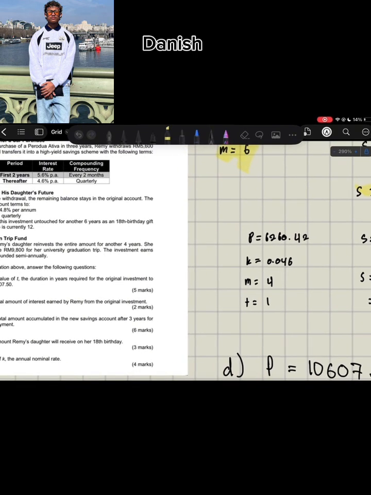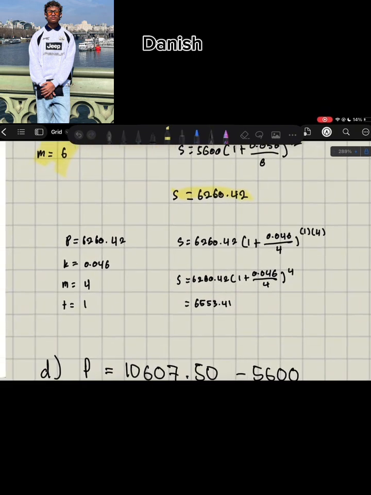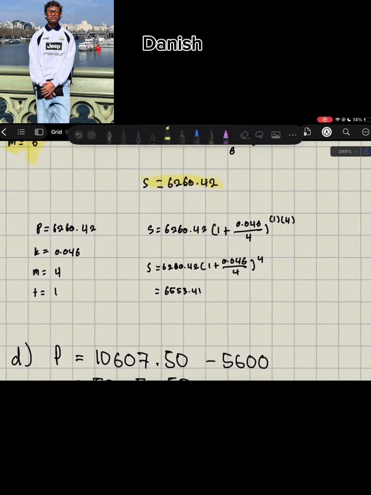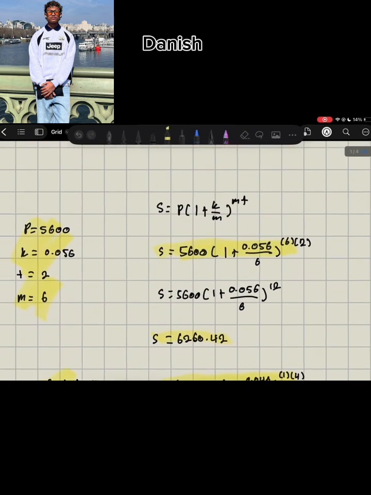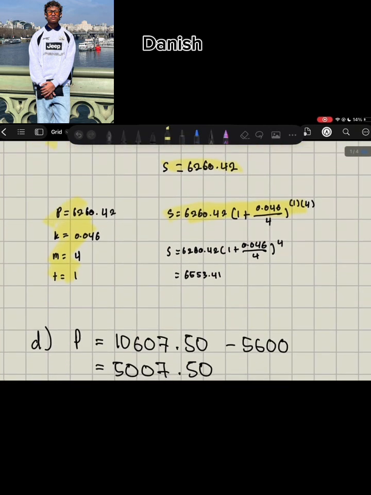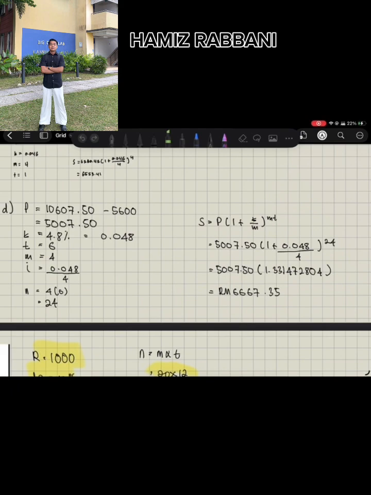So we need to put all of this inside the formula, which is this formula. You just put all of these numbers inside the calculator, and you will get this answer. So we continue with question D.